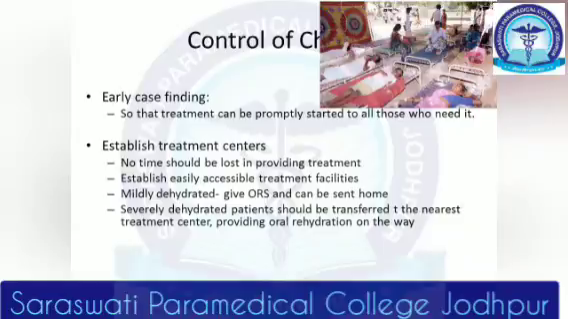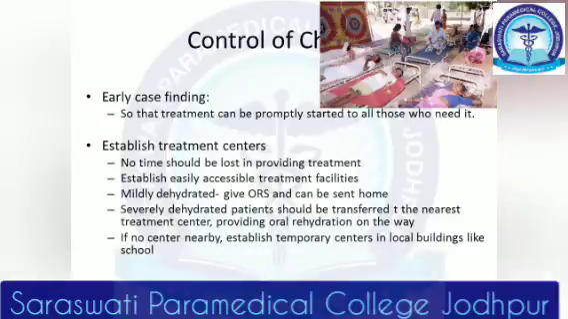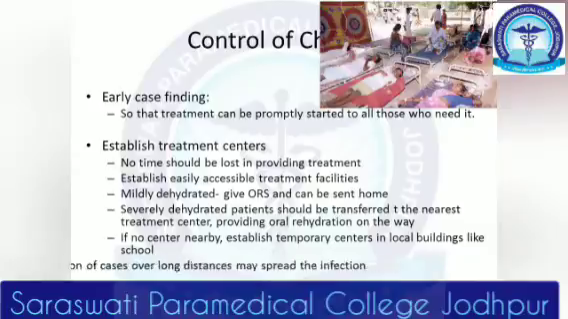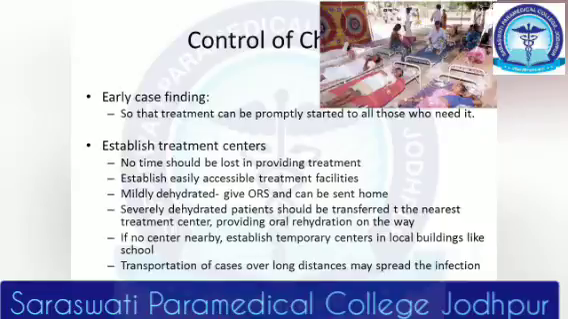The mildly dehydrated can be sent home and given ORS. The severely dehydrated patients have to be transferred to the nearest treatment center, provided ORS during the way, and given IV once they reach the treatment center. If there is no pre-existing center nearby, establish temporary centers in local buildings like schools, because transportation of cases over long distances may spread the infection and may make the outbreak bigger.